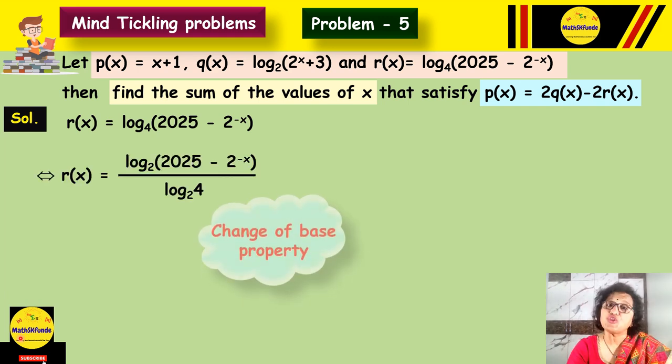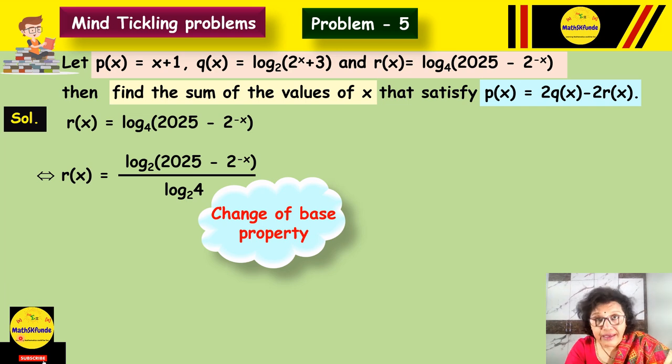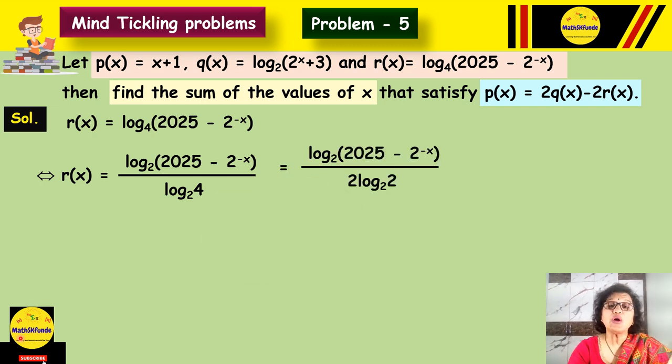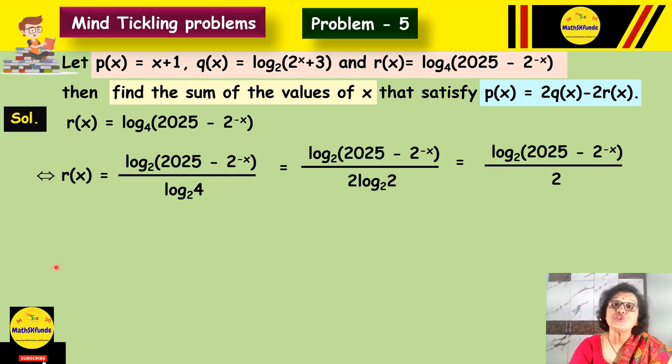So I use the change of base property and I rewrite it as log of 2025 minus 2 raised to minus x upon log 4. Base is everywhere 2. Now log 4 can be written as 2 log 2 and base is still 2. Now log 2 to the base 2, this I can replace by 1. You know this property. And further I simplify this to log of 2025 minus 2 raised to minus x upon 2. This is a simplified version of Rx.